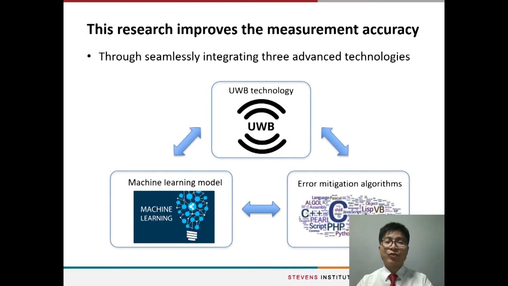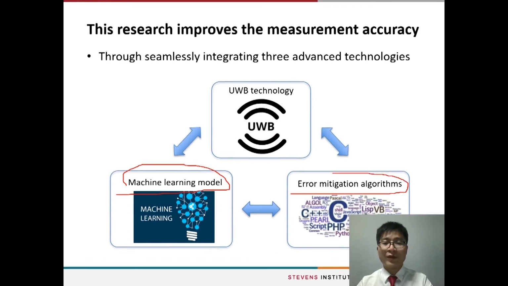And our contribution is bringing the UWB technology to the deformation monitoring in civil engineering. So we must improve the accuracy. How to do it? We use a machine learning model and some error mitigation algorithms to help the UWB technology.